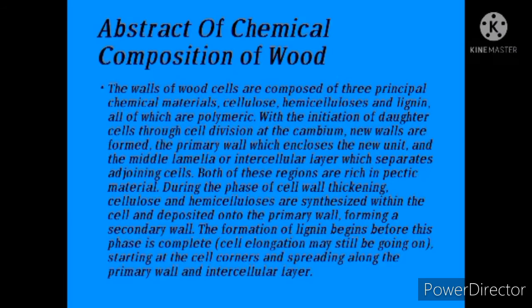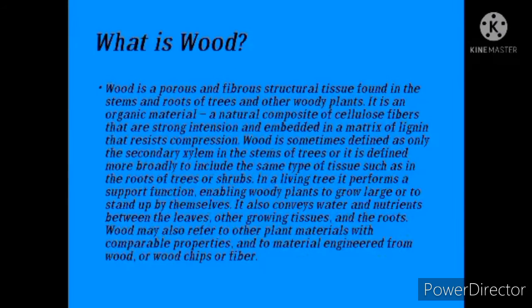During the phase of cell wall thickening, cellulose and hemicellulose are synthesized within the cell and deposited onto the primary walls, forming the secondary walls. The formation of lignin begins before this phase is complete, starting at the cell corners and spreading along the primary walls and intercellular layer. Next is what is wood.